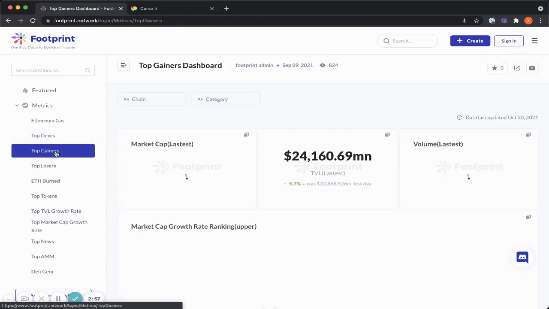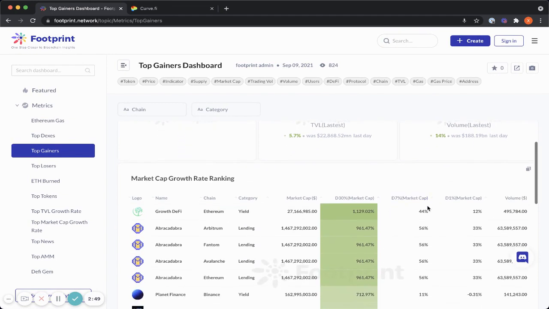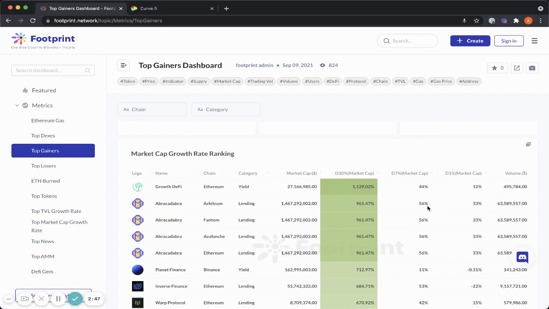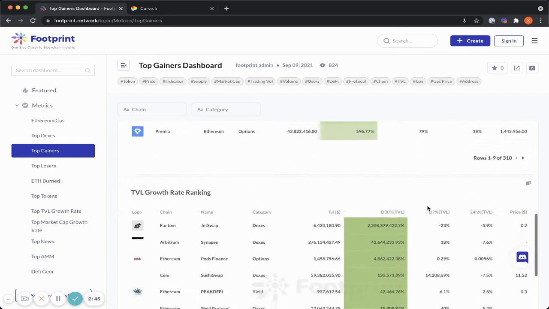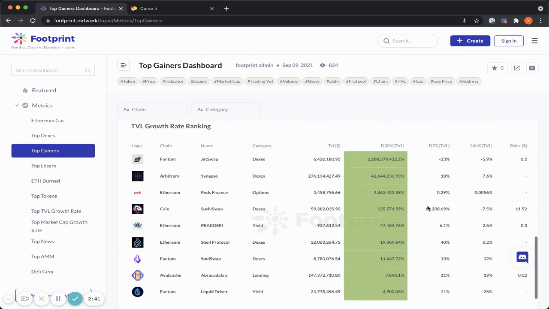And next we can move over to top gainers. And they're an example of a great snapshot in this dashboard. We can have a look at market cap growth rates by chain. You look at market cap growth rates by category and TVL growth rankings.